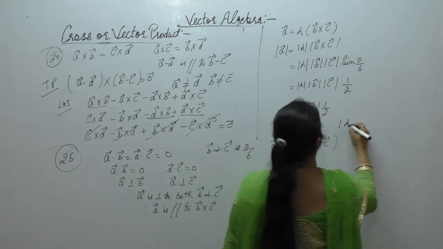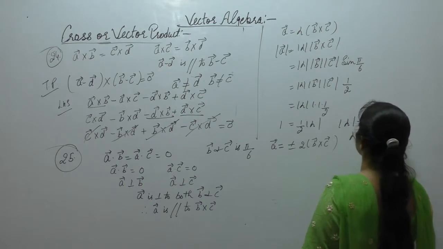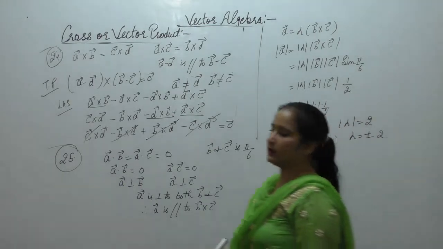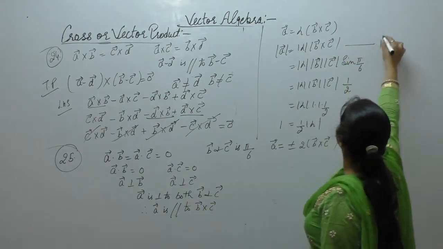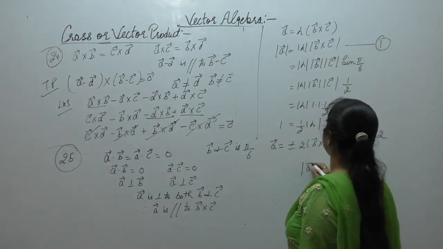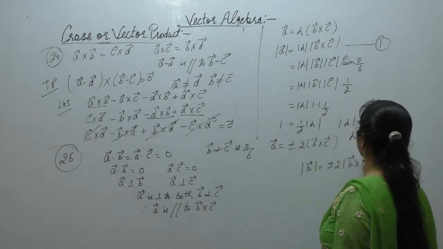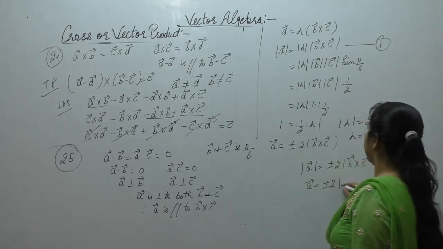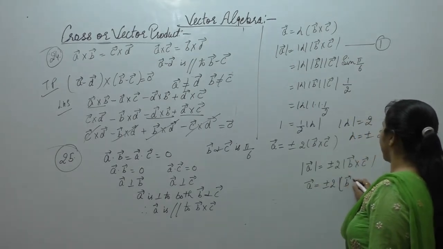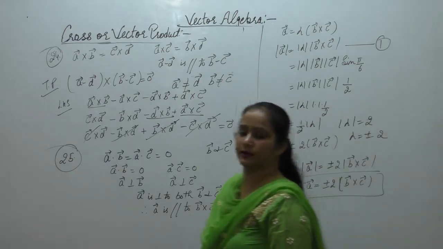So lambda has the value 2. So lambda is plus minus 2. Put the value of lambda here. The magnitude of A vector is equal to plus minus 2 magnitude of B cross C, or we can say that A vector is equal to plus minus 2 B vector cross C vector.